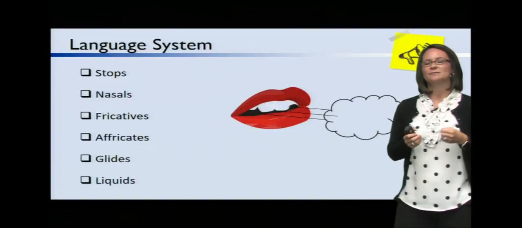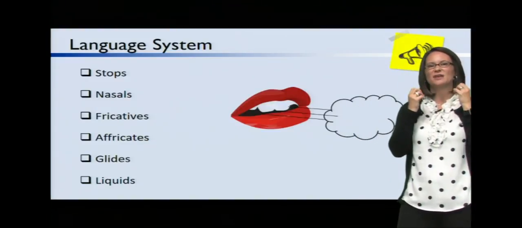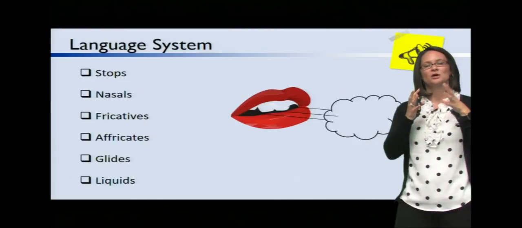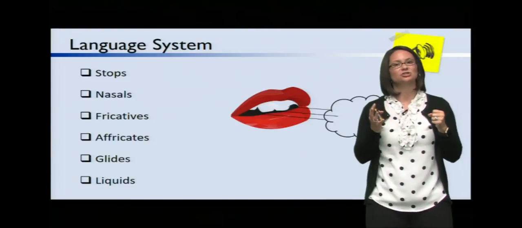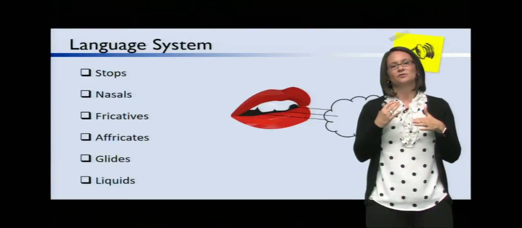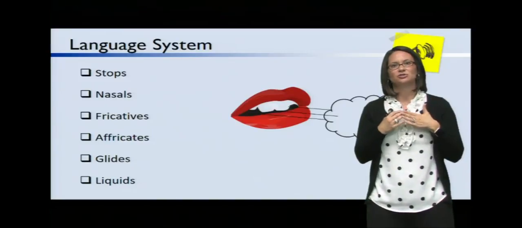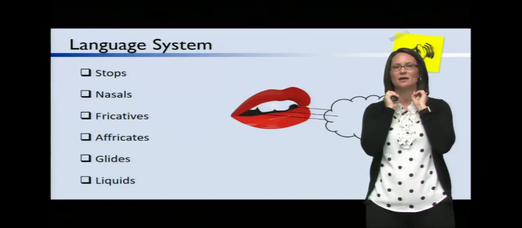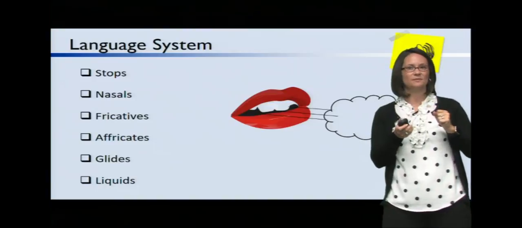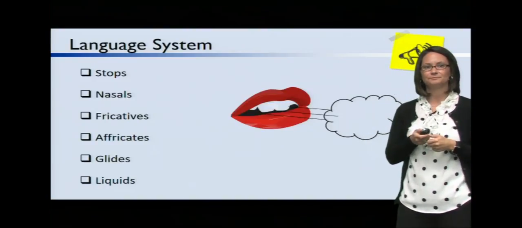What you have is some kind of friction going on, and then all of a sudden there's a puff of air. So think about the letter J. What sound would the letter J make? J, J. There's some friction going on and then a puff of air comes out. That's what we think about when we think about affricates.